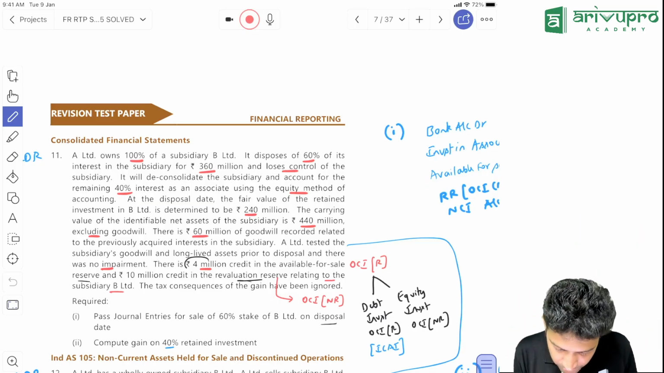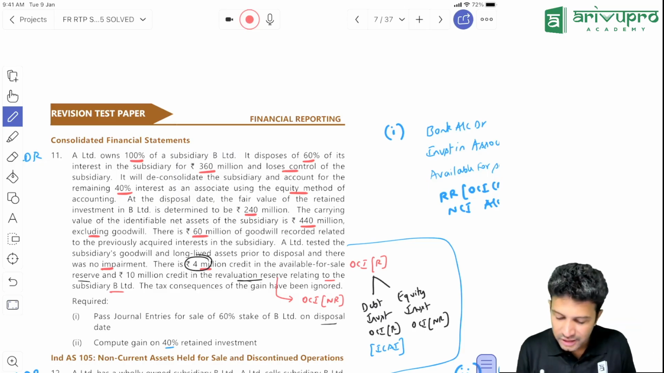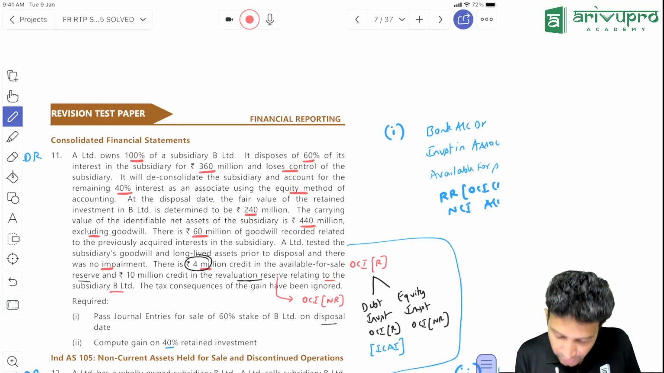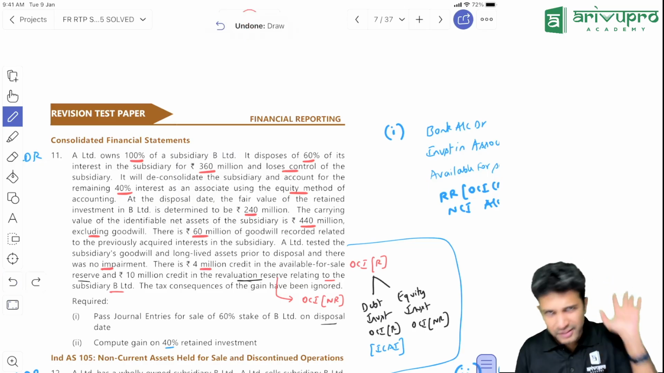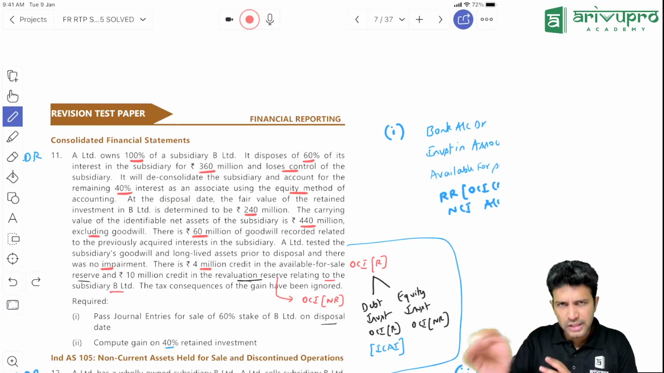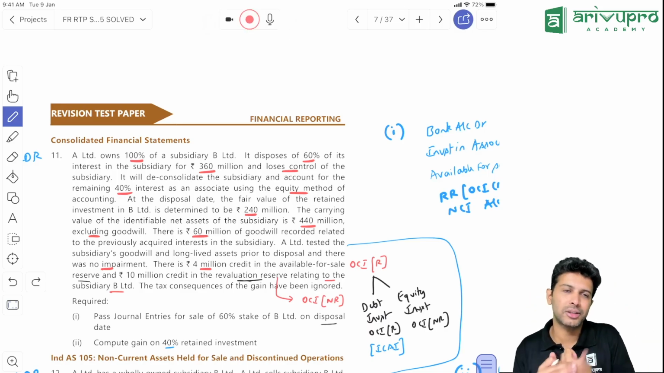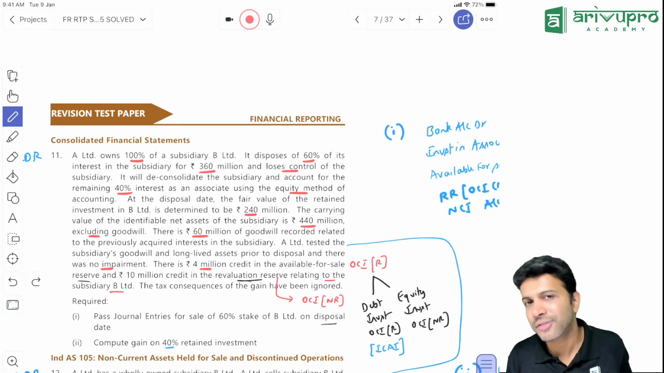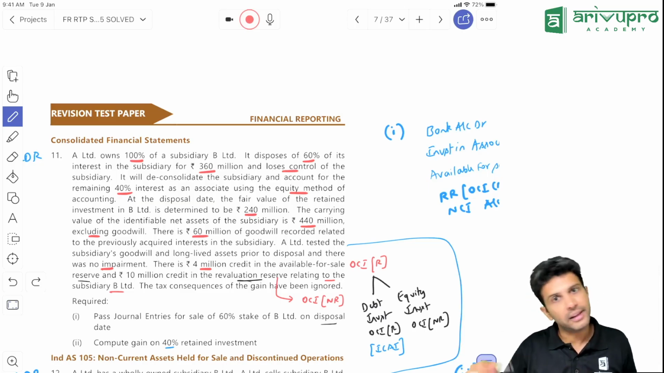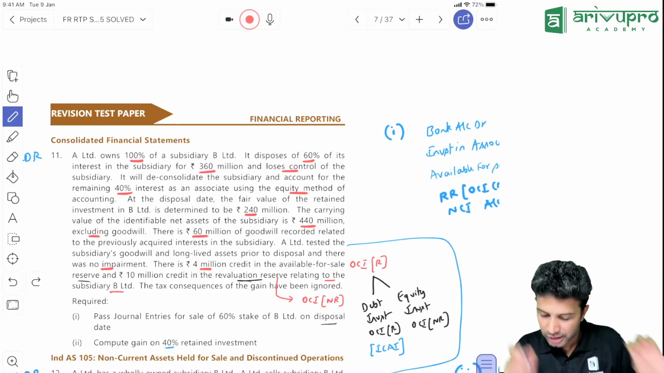So here they are saying we have recorded two OCI items relating to the subsidiary. One is available for sale reserve of 4 million and revaluation reserve of 10 million. Right? So this available for sale reserve is basically an investment held for sale. Again, it depends what kind of investment they are holding. We know for equity investment the default valuation is FVTPL, but you can also go for the irrevocable option of FVTOCI. However, if it's a debt investment, then it could be amortized cost, FVTOCI or FVTPL depending on the business model. Here they have not told.